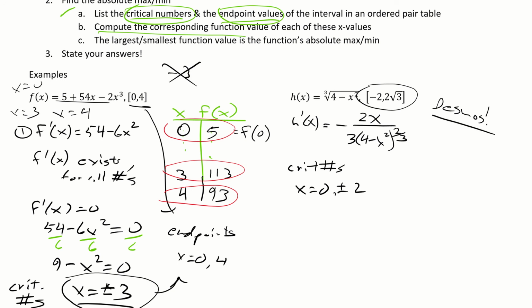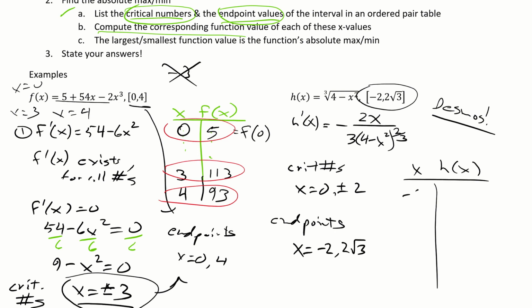But anyway, if you don't have that on a test, what you do is set up x and h of x, and put my endpoints. Not that you need to list them, but it's really good in notes to do so. They are minus 2 and 2 radical 3. So minus 2 up here, 2 radical 3 way down here. And I wonder which of the critical points are in there. Well, I know that 0 is; it's between those two. Negative 2? Oh, yeah, it's a critical number and also an endpoint. And 2 is also in there, right?